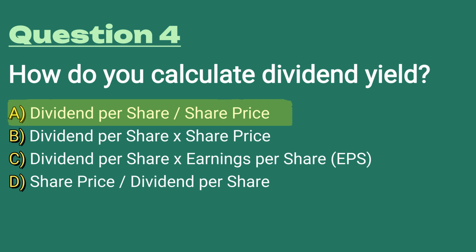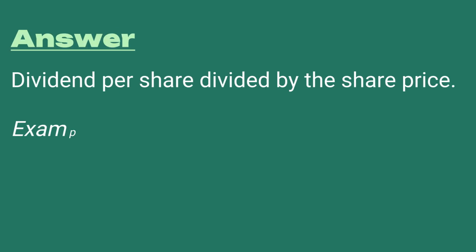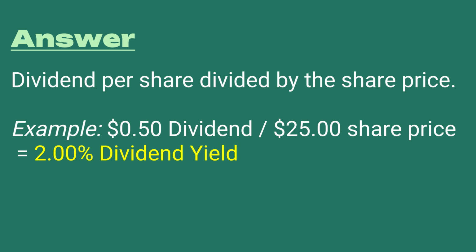The answer is A, dividend per share divided by share price. Dividend yield is the dividend per share that you're receiving divided by the share price expressed as a percent. This is a similar concept to interest, the interest rate on a bond expressed as a percent.